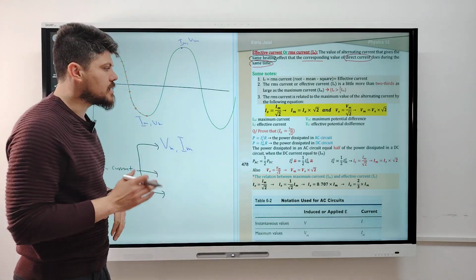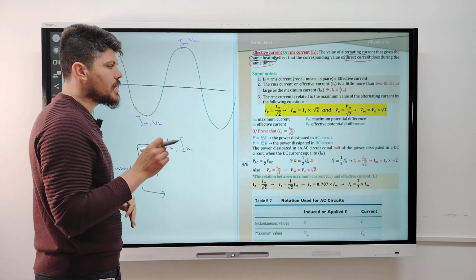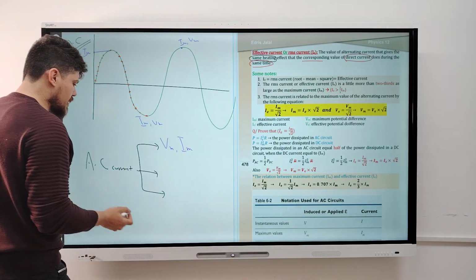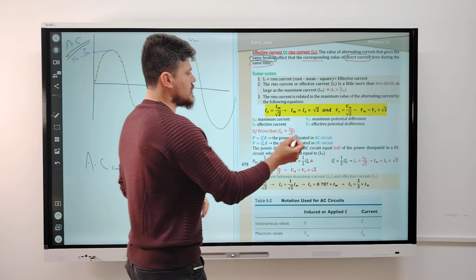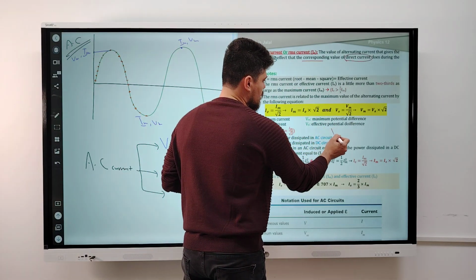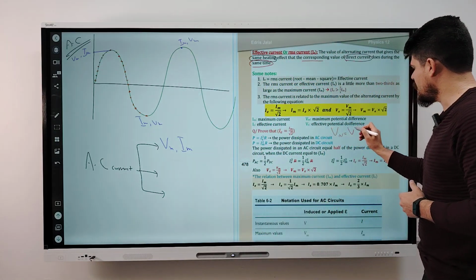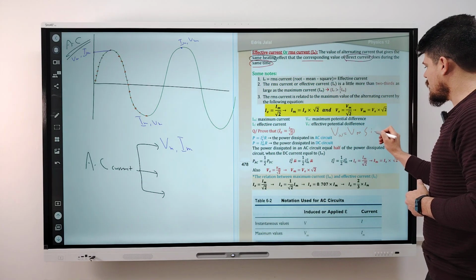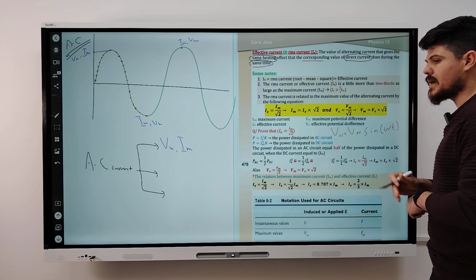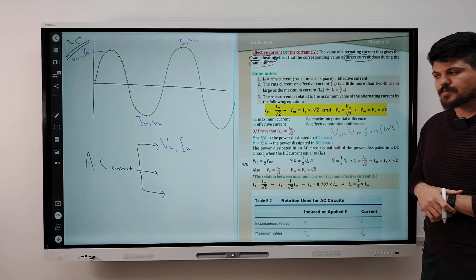So it changes, and it depends on the orientation of the circuit. How can you find the instantaneous value of current or potential difference? V instantaneous is equal to Vm sine omega t, where omega t is the angle of the loop.